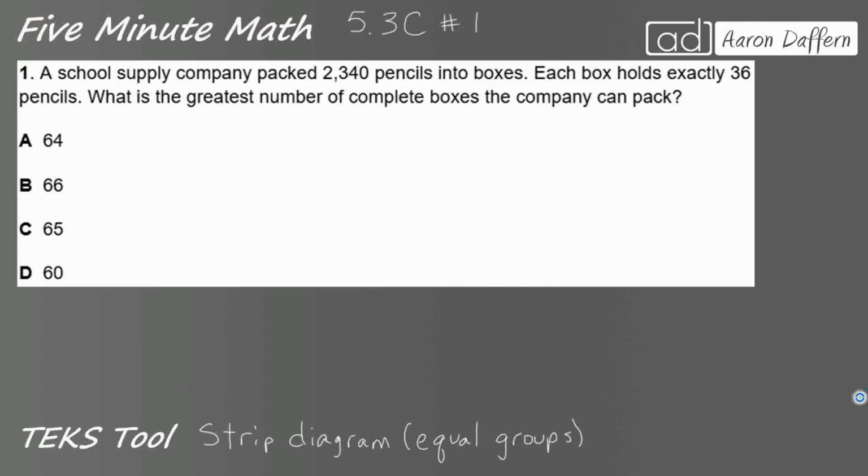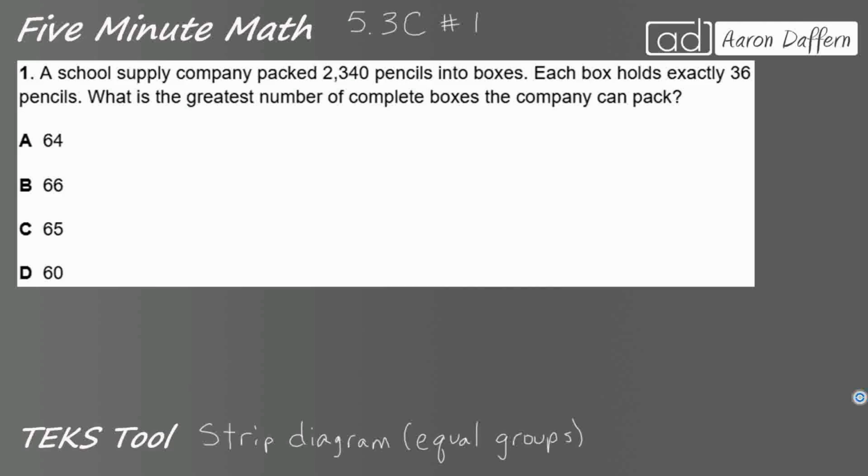Today we are looking at the TEKS tool strip diagram. We are focusing on equal groups with a problem related to TEKS 5.3c, and we'll solve it in 5 minutes or less. If you haven't done so already, please go ahead and take a moment to pause the video, work this problem out on your own, unpause it, and we will look at our answers together.